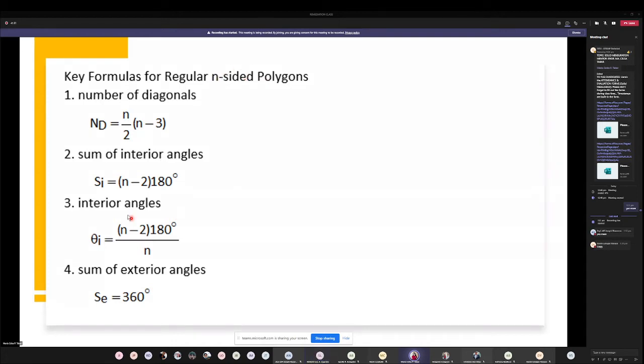Then for interior angles, since the number of sides of a polygon is equal to the number of interior angles, you can divide the sum of the interior angles by the number of sides, because you have the same measure for each interior angle. And then for exterior angles, the sum is always 360 degrees. Regardless of what type of polygon is given, it's always 360 degrees.